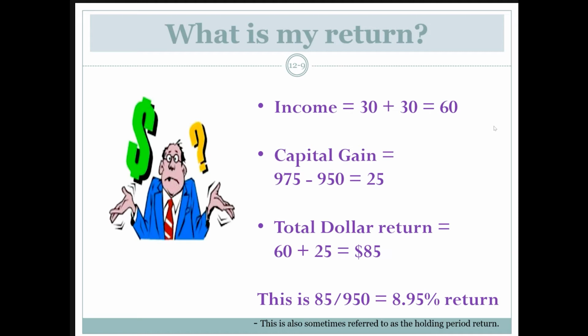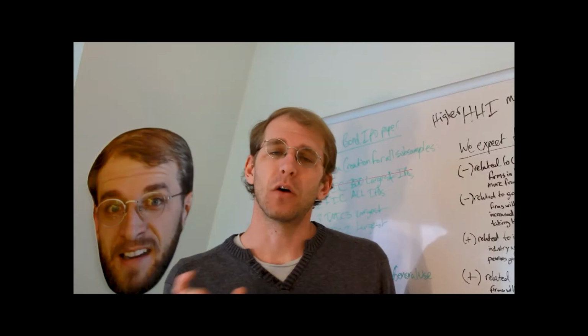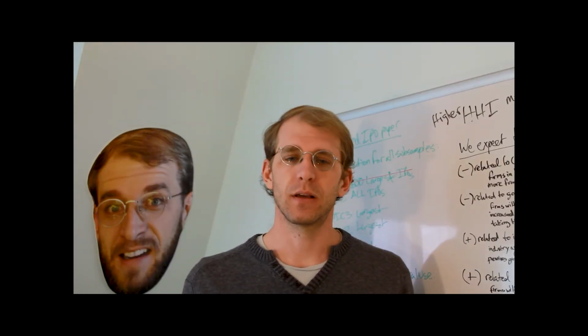So what we really want to do is go one step further and calculate something called the holding period return, which is where we divide the total dollar return by the original price. That gives us 8.95% return. So we invested $950. We generated $85 in total return over the year. That's about a 9% return. And the holding period return is really a useful thing.